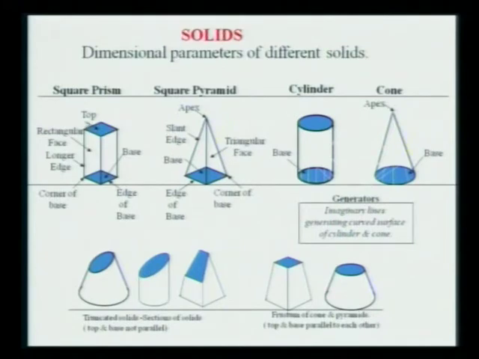Get it clear again. See, square prism: top, rectangular face, longer edge, corner of the base, edge of the base, and this is called the base. In case of a pyramid, the topmost point is the apex, this line is a slant edge, this is the base, edge of the base, corner of the base, and triangular face. Confirm again the nomenclature or terminology of the parts used in the solid. Without this, you are not able to solve the problems, because this terminology is used very frequently. These are the truncated solids and the frustum of a cone.